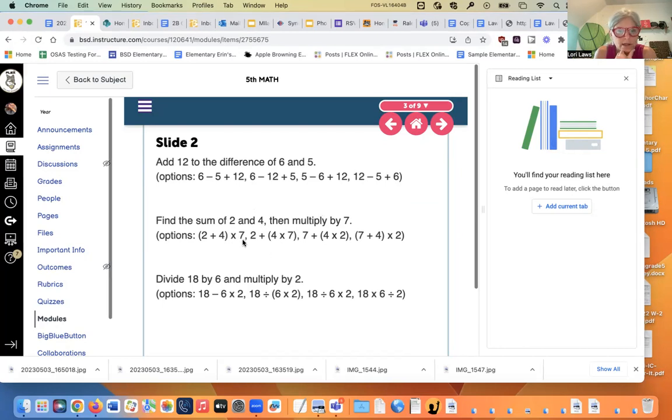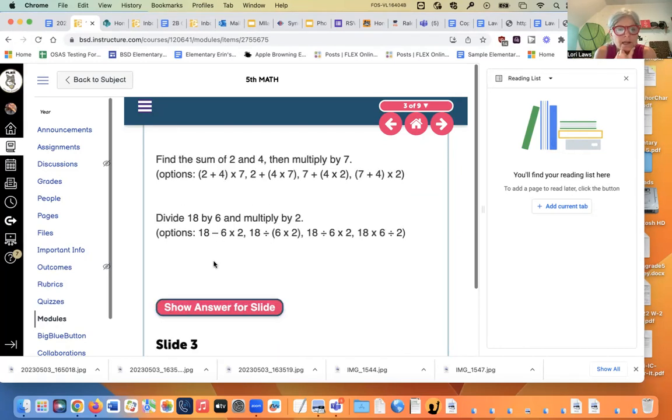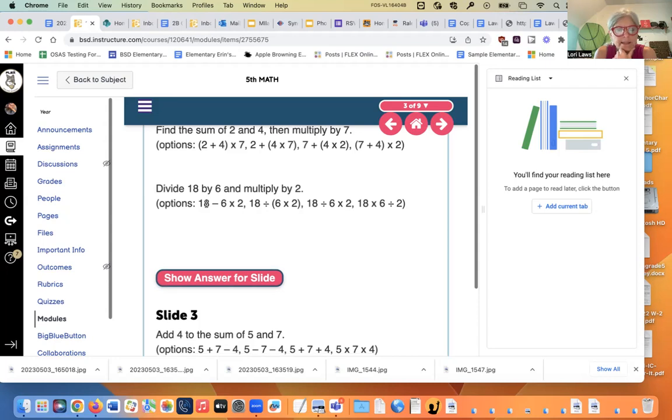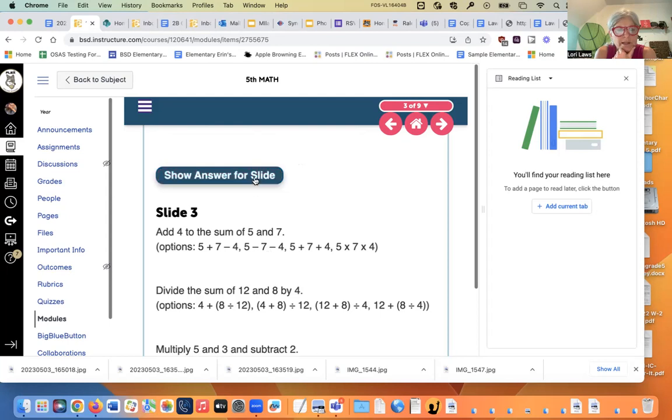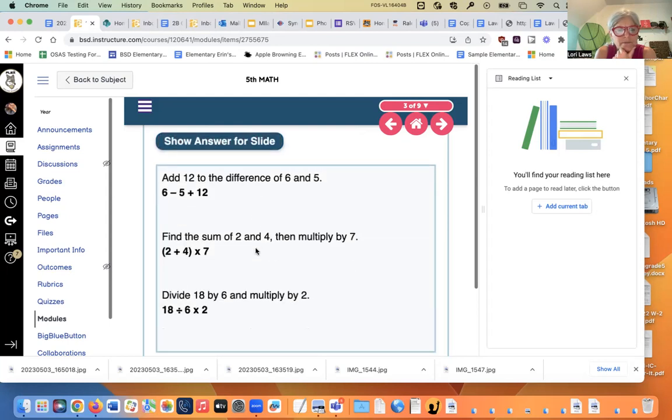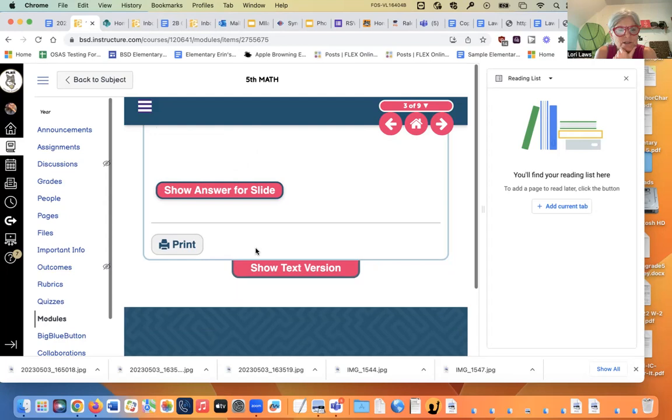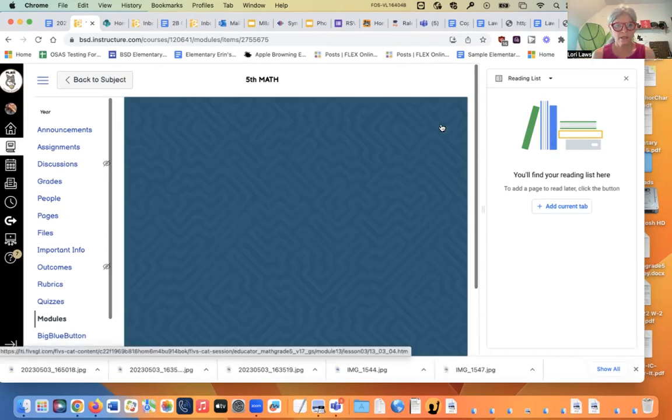Find the sum of 2 and 4, then multiply by 7. 2 plus 4 times 7. Good. Divide 18 by 6 and multiply by 2. So 18 divided by 6 times 2. There it is, right there. I don't know, they have 4 answers there. It's kind of weird. Show answer for slide. I don't know why they're doing it so strangely. I don't really like that page because it's very confusing.